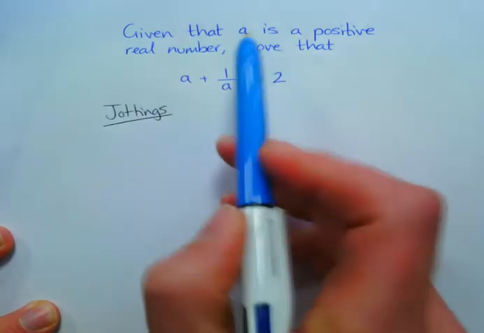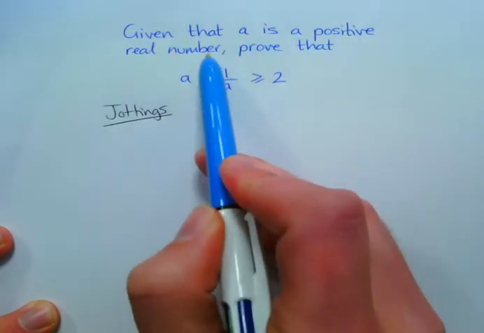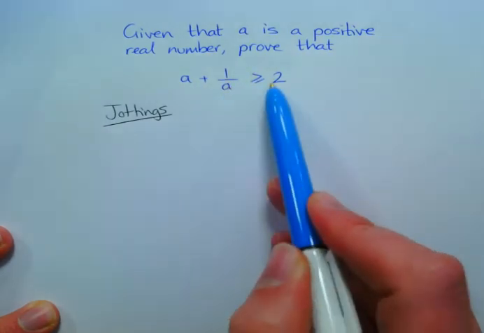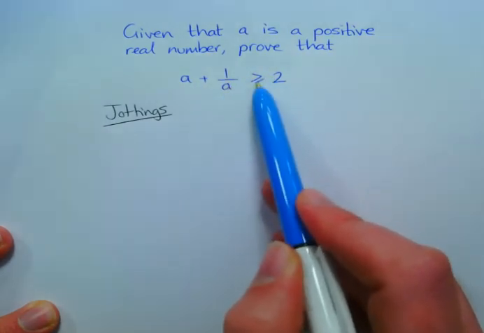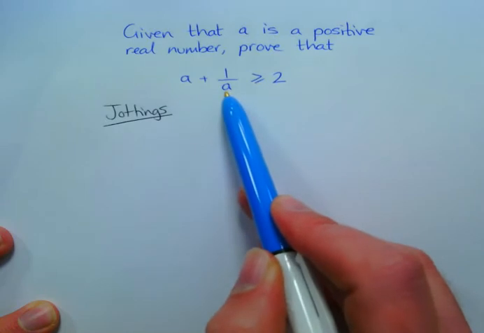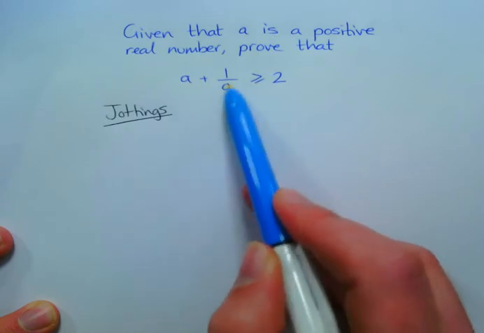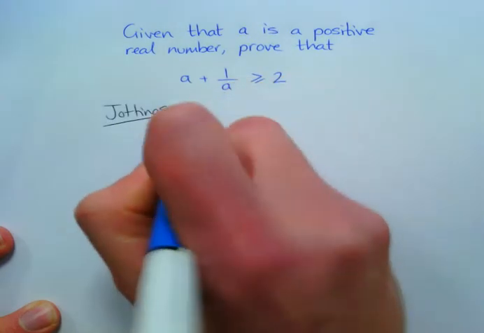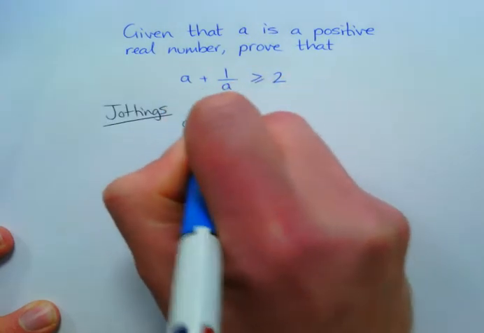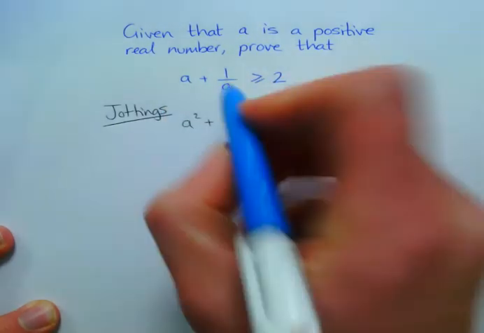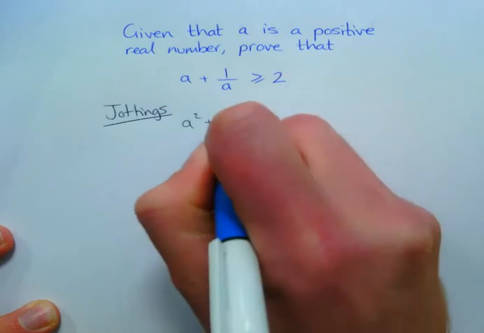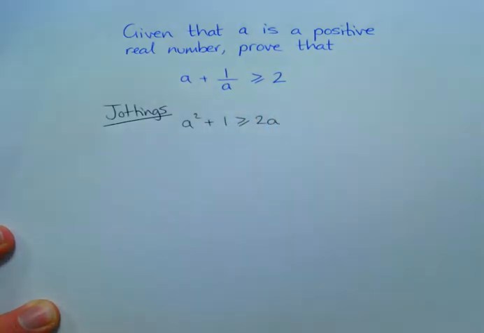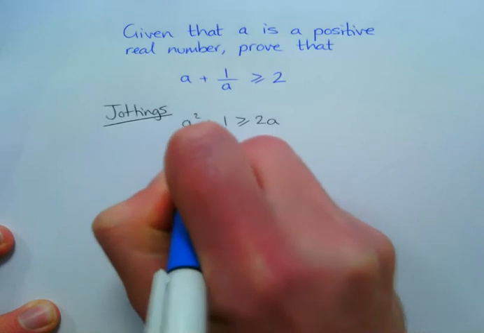So we're given that a is a positive real number, and that's really important because if I'm multiplying or dividing by negatives, obviously this is going to change direction. So the fact that it's positive, I can freely multiply by this and not have to worry too much about this sign. So if I multiply both sides by a, I get a squared plus 1 is greater than or equal to 2a, and you'll want to get all that on one side naturally, so let's do that.